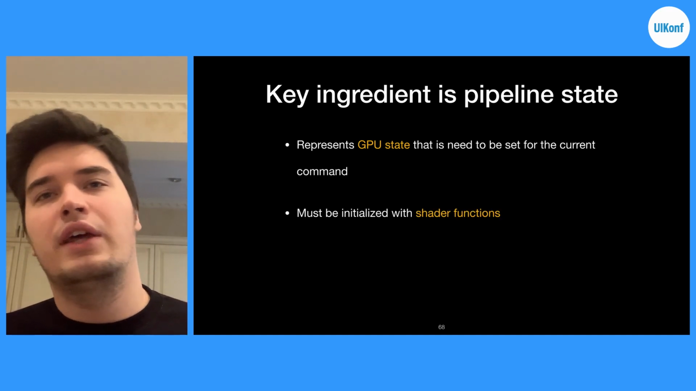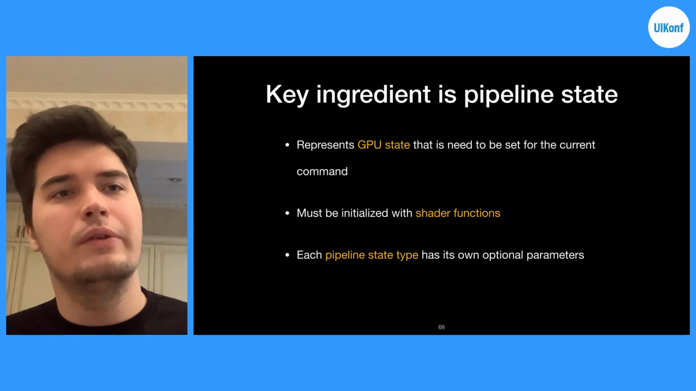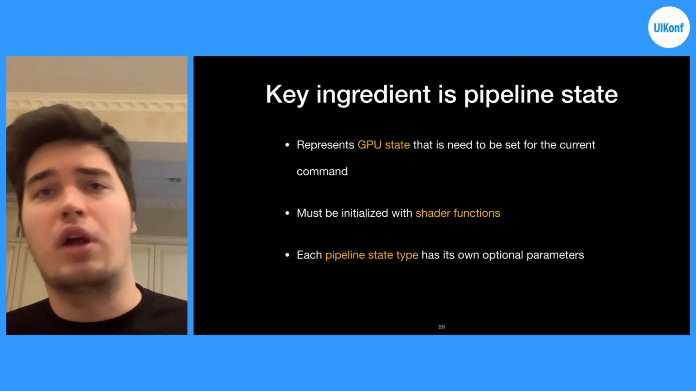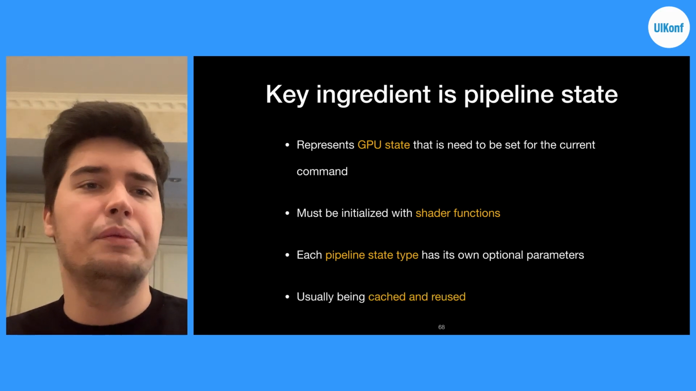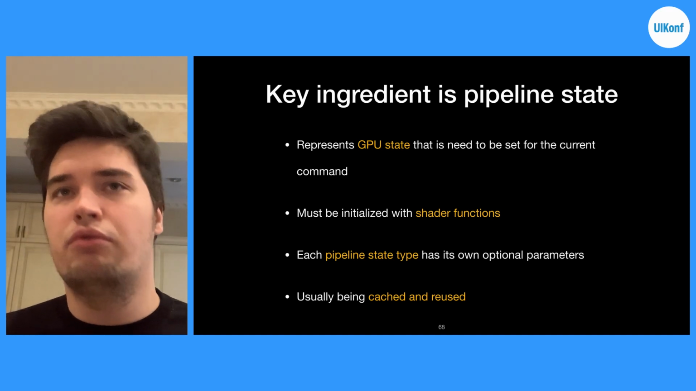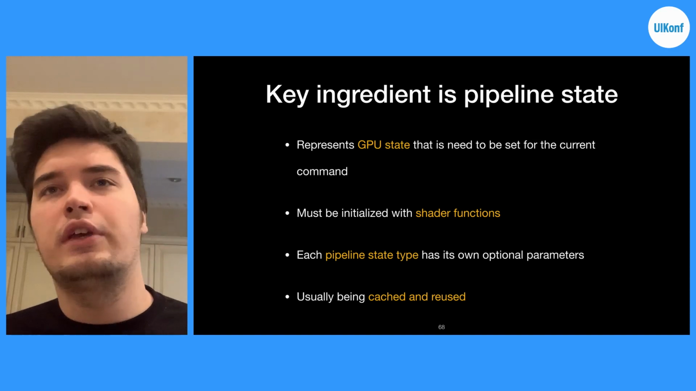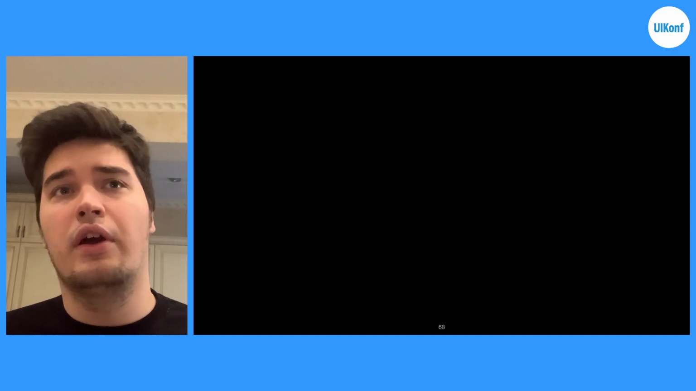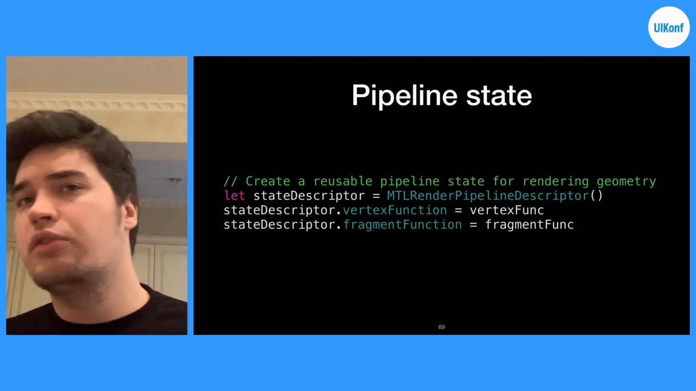It is usually initialized with shader functions. So for rendering, this is the pair of vertex and fragment ones, and for compute, just a simple compute shader. Each pipeline state has its own parameters. It can have 0 parameters. It can have multiple parameters, and this is usually cached and reused. So you have to create it in the initialization stage, cache it somewhere like in a property, and then reuse it over time. In order to create that, Metal uses the concept of descriptors.